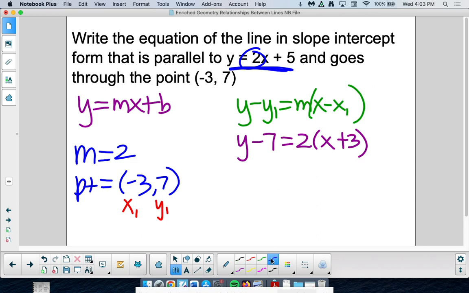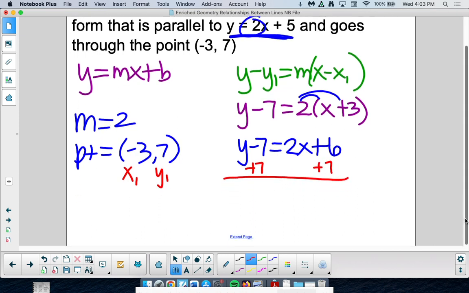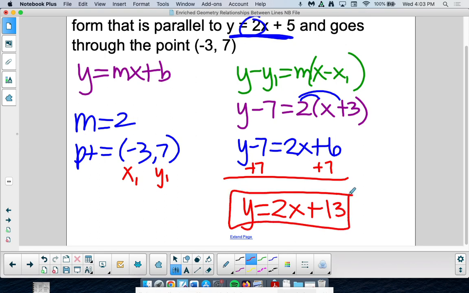And now we do the process of getting y by itself. So I'm first going to take care of this parentheses over here. So drop down my y minus 7. 2 times x is 2x. 2 times 3 is 6. Now to get y by itself, I have to add 7 to both sides. So we'll end up with y equals 2x plus 13. There we go. So you just wrote the equation of a line that's parallel to this line and goes through that point.